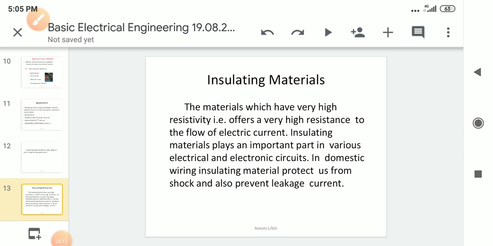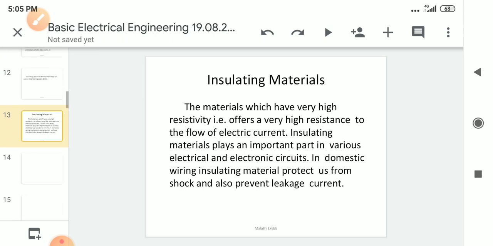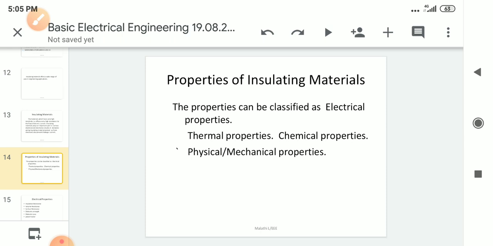In domestic wiring, insulating materials protect us from shock and also prevent leakage currents. What are the properties of insulating materials? The properties are classified as electrical properties, thermal properties, chemical properties, physical or mechanical properties. These are the different properties we have to study. If you study all these properties, then only are we able to understand that particular material.